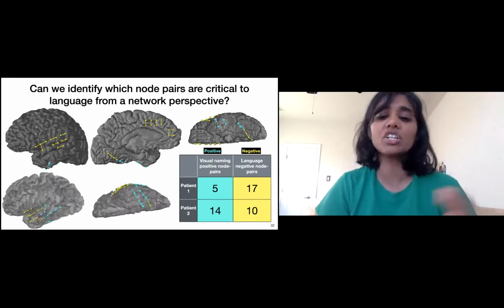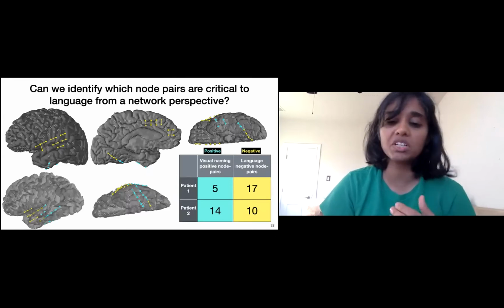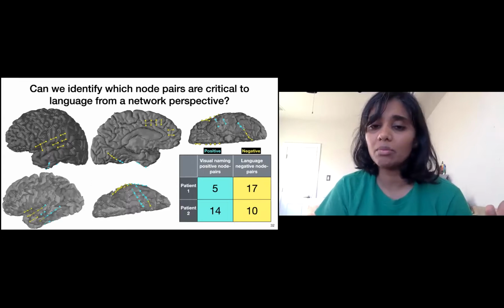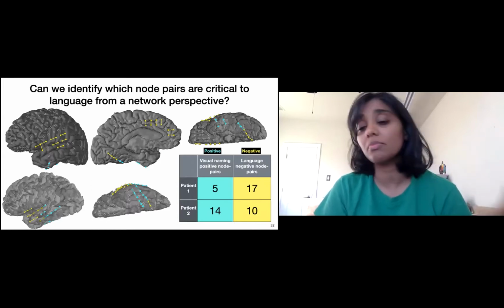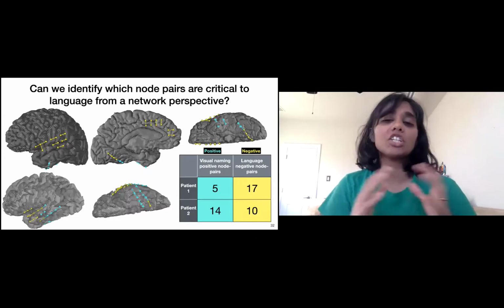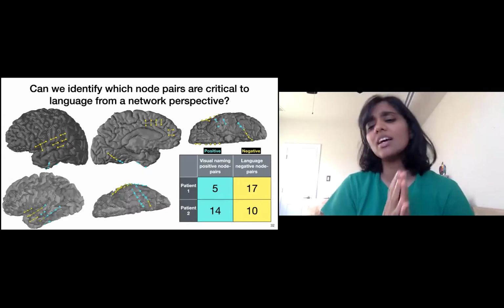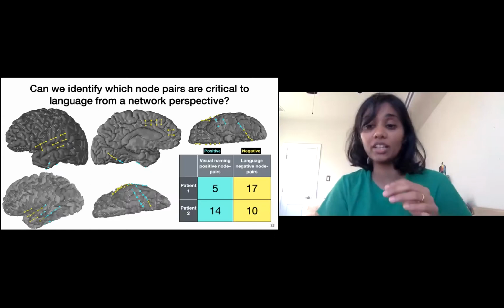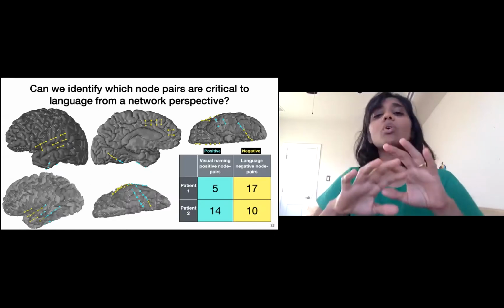For a different patient, they're in different regions, and we had 14 for another. I actually had 4 patients, with a bunch of positive and negative node pairs. And here's what we did. We did a machine learning task where we said, we know the ground truth. We know if these node pairs are positive for language or negative for language. Let's see if we can now classify them.